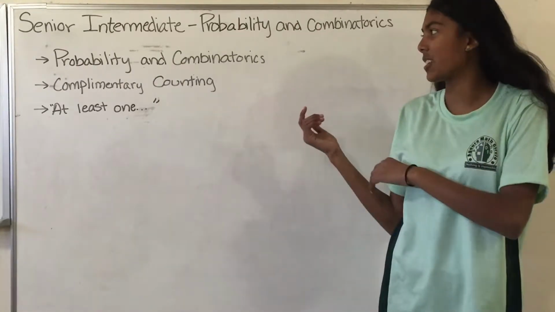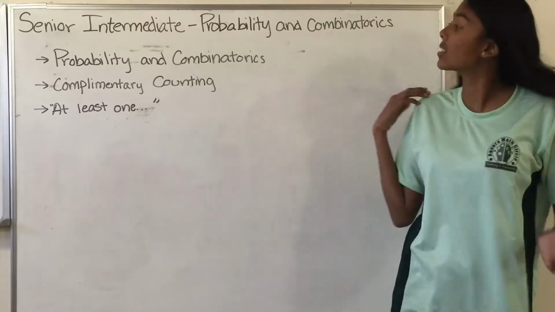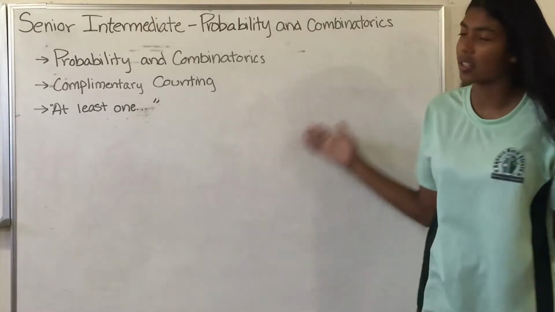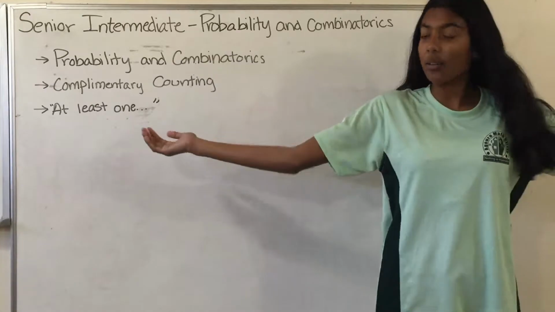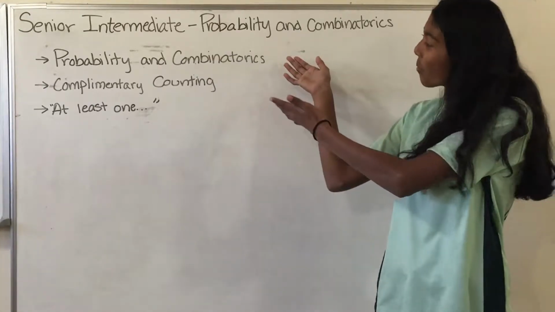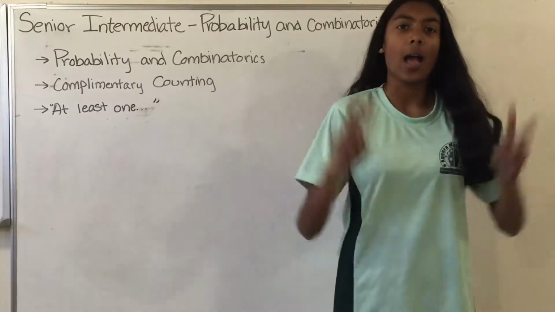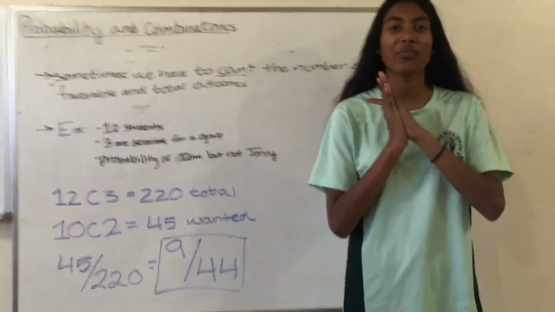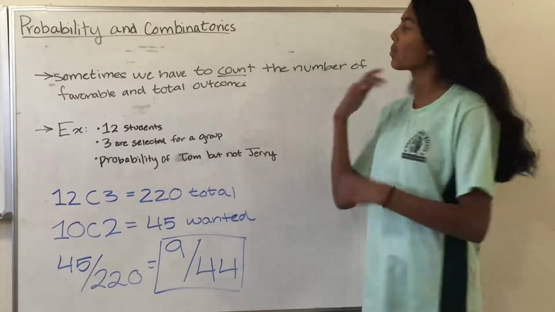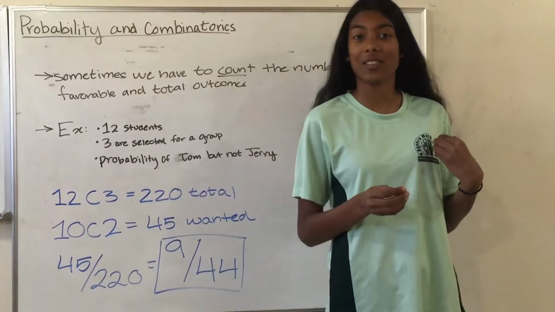On senior intermediate today, the topic is going to be probability and combinatorics. In that, we're going to cover probability and combinatorics, complementary counting, and at least one. Our first topic of today is probability and combinatorics.